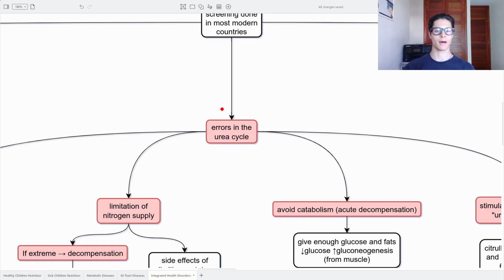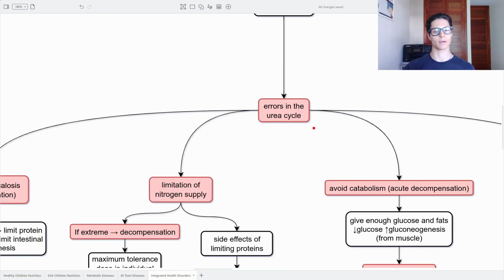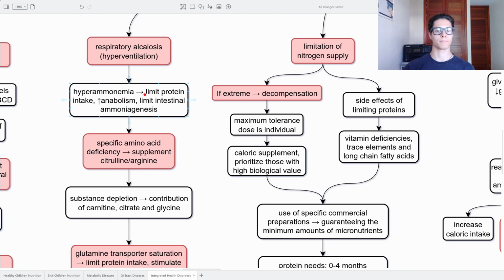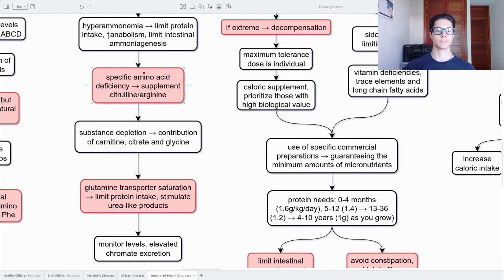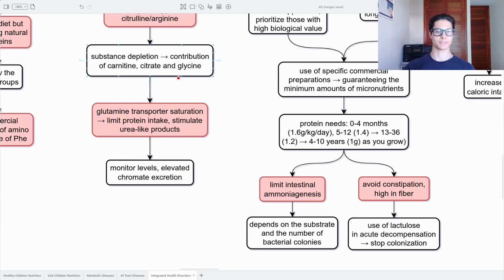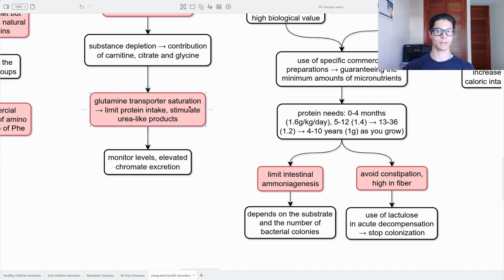Another type of error are the errors in the urea cycle. These can lead to a respiratory alkalosis due to hyperventilation. Here we have a hyperammonemia, and we have to limit the protein intake, increase the anabolism, and limit the intestinal ammoniagenesis. There is a specific amino acid deficiency, and we have to supplement with citrulline and arginine. Here we have a substance depletion, and we have to contribute with carnitine, citrate, and glycine. So as you can see, a lot of amino acids are involved because the urea cycle cleans the body from the waste products of amino acid metabolism.